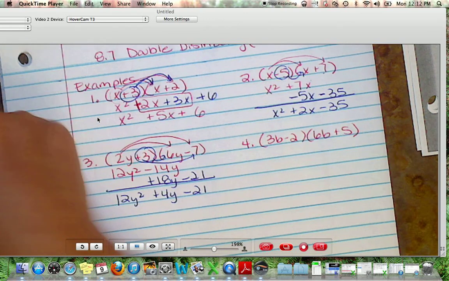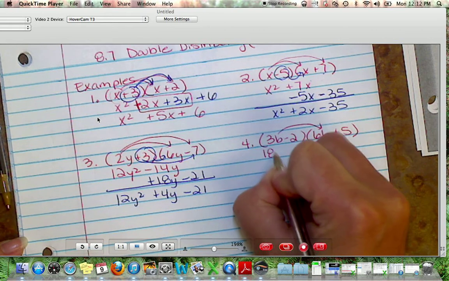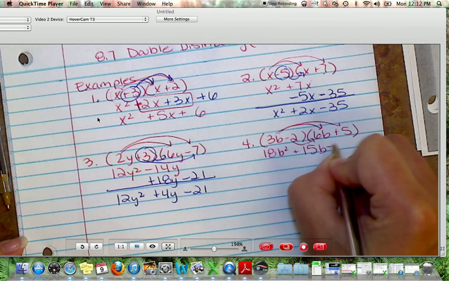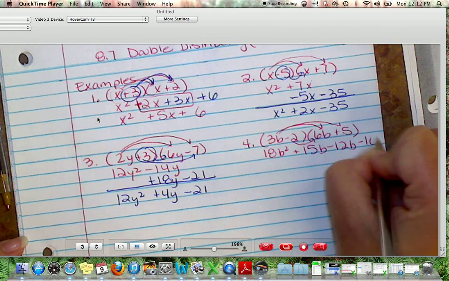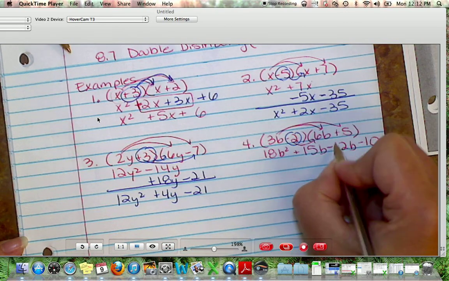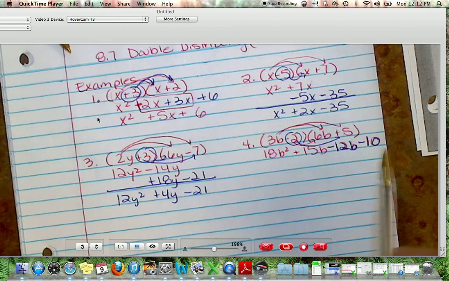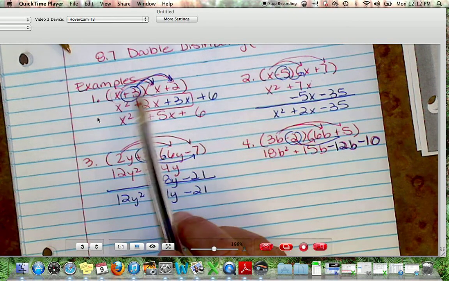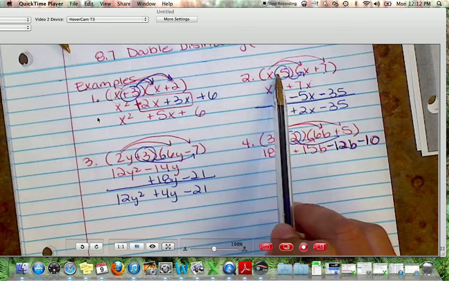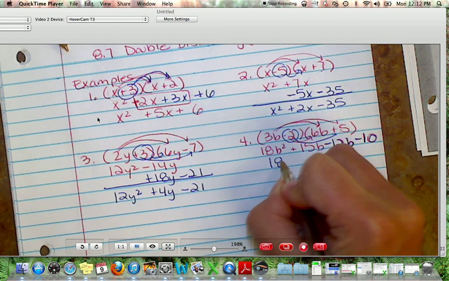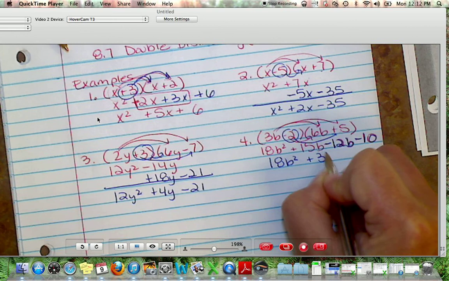This one, I get 18b squared plus 15b minus 12b minus 10. Watch your signs. When you distribute, you have to make sure you always use a sign. That's why I circle it: positive 3, negative 5, positive 3, negative 2. If I circle it, I know that I'm distributing a negative 2, and I'm not ignoring that sign. We combine like terms here. We get 18b squared plus 3b minus 10.